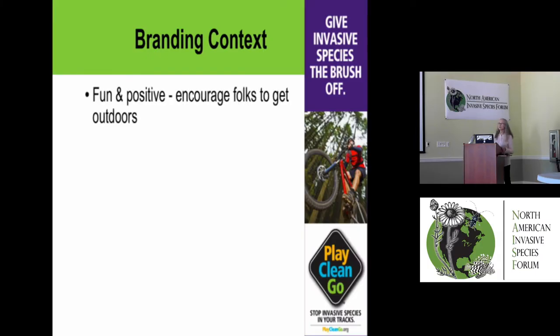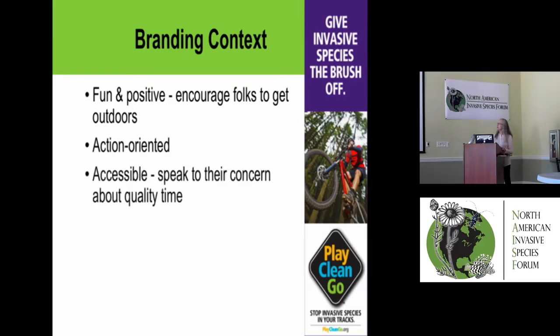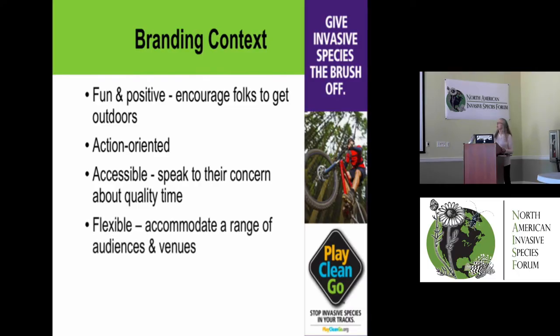So the branding context, this was kind of the marching orders to our contractor: fun, positive, encourage folks to get outdoors, action-oriented, what do we actually want them to do, accessible, speak to their concern about time, flexible, accommodate not only the range of audiences that we're talking about, but the range of professionals that we're going to be using it and the kinds of organizations that might be interested in adopting our campaign for their outreach methods, and then compatible with the partnered brands and Stop Aquatic Hitchhikers. So again, Stop Aquatic Hitchhikers and Play Clean Go was going to be seen side by side along with all of those other partner logos. So it needed to be something that was compatible.